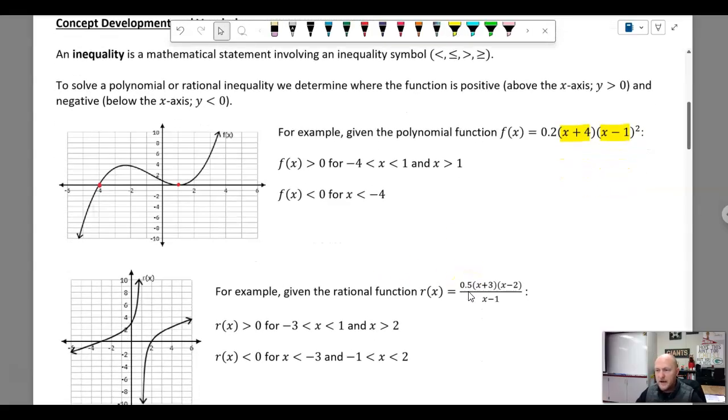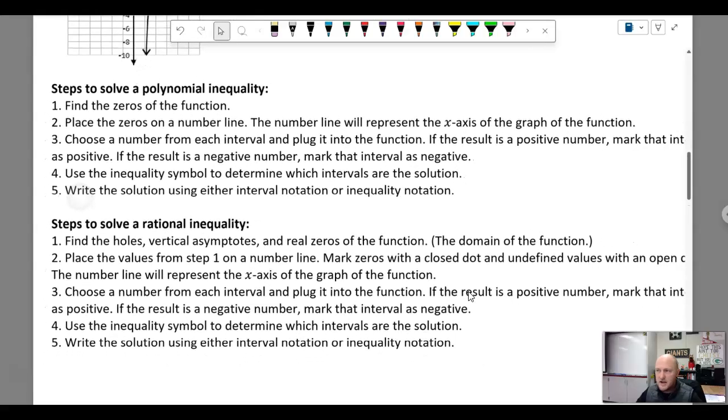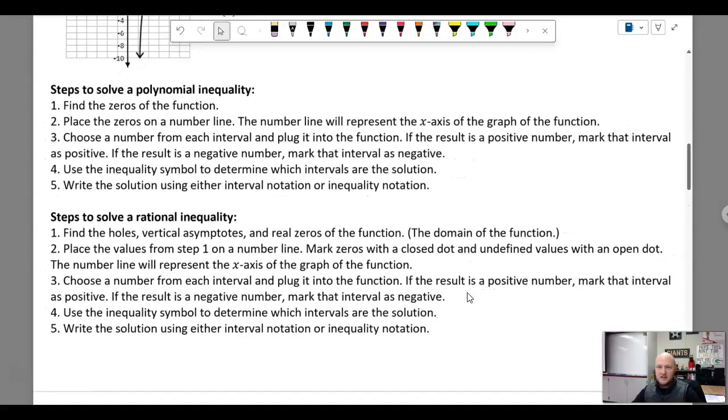I'll come back to rational functions, but here are the steps for a polynomial inequality. Find the zeros, place them on a number line, which will represent the x-axis, and then we'll test. Choose a number on the interval and plug it in. If it's positive, put a positive. If it's negative, put a negative, and then we'll use the inequality symbol to determine which intervals are the solution. Write the solution using either interval notation or inequality notation.